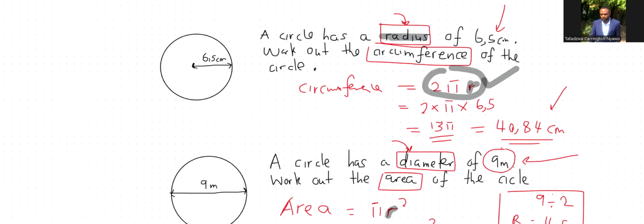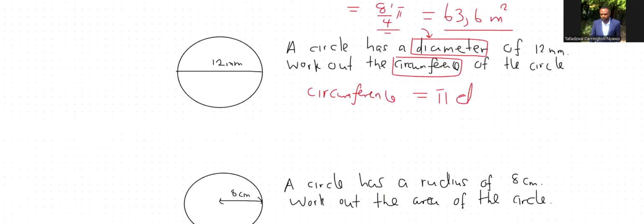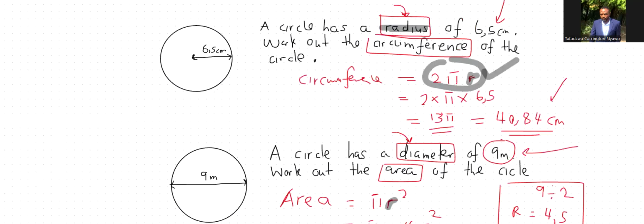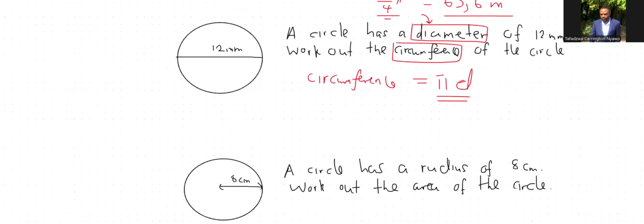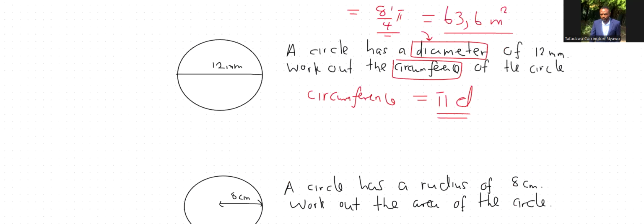But in this case, they've given us the diameter, which means I can now apply the formula for circumference that has got d standing for diameter. Either way, you can also use the formula with the radius and still get the same answer. But in this case, we just want to go straight to the point, so I'm going to use the one with the diameter, which is pi times diameter.